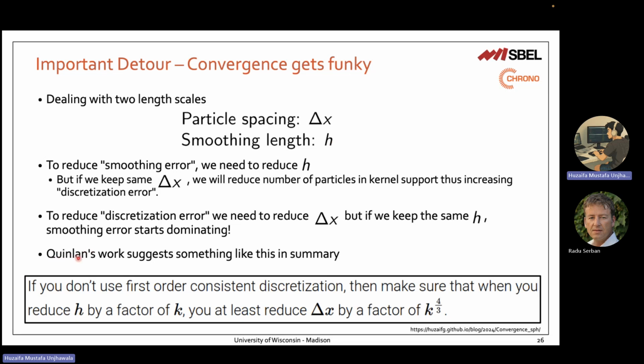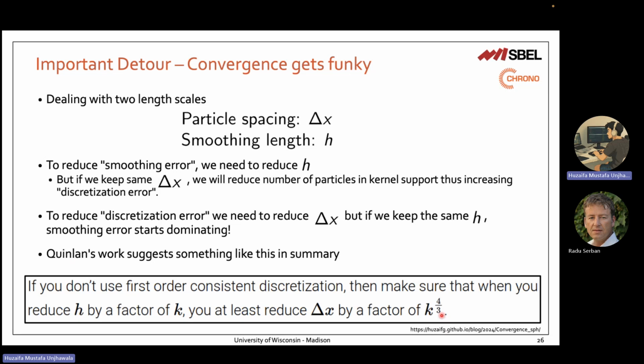So there's a popular work on SPH by Quinlan. I forgot to add a link, but this blog has a link to the paper. What he suggests is that if you're using first order constant discretization, so yes, it depends on that matrix that we use, which reduces computational speed but increases accuracy, then when you reduce h, the smoothing length, by a factor of k, you must at least reduce the particle spacing by a factor of k^(4/3). As a user, just have an intuition about what is happening when you increase h and delta x, but use this as a guide.